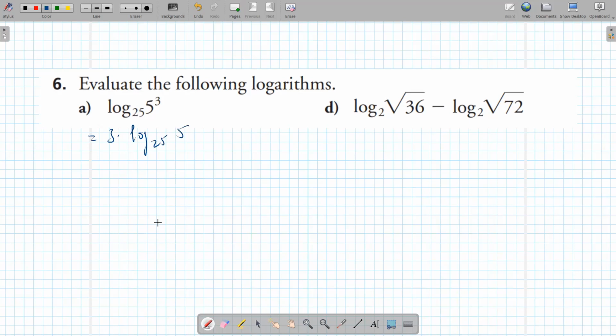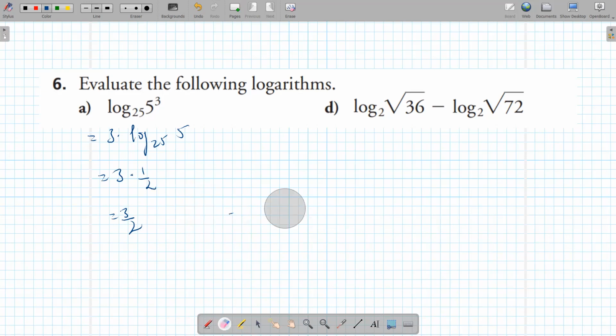And now here's the tricky bit. 25 to the power of something is 5. What is it? It's tricky, right? Well, it's going to be 1 over 2. 0.5? Yeah, that's right, 0.5. So this entire thing, log 25 of 5, evaluates to 1 over 2 or 0.5. And the answer is going to be 3 over 2. Good?